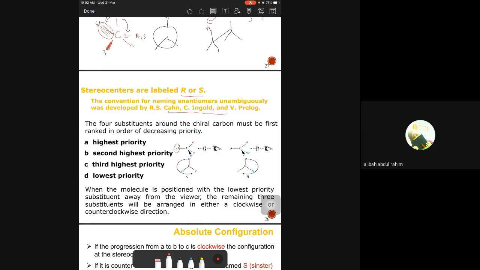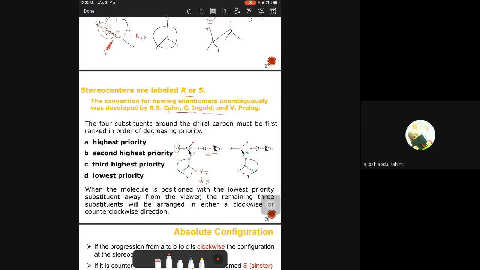If you look at the eyes, this is your eyes, we will see it from the front, and this is how you are going to determine whether it is rotated to the left or to the right. Based on this structure, the D is not visible anymore because we are viewing it from in front. The D is no longer visible. So that's why we only refer to the A, B, C, which is the highest, second, and third highest priority.